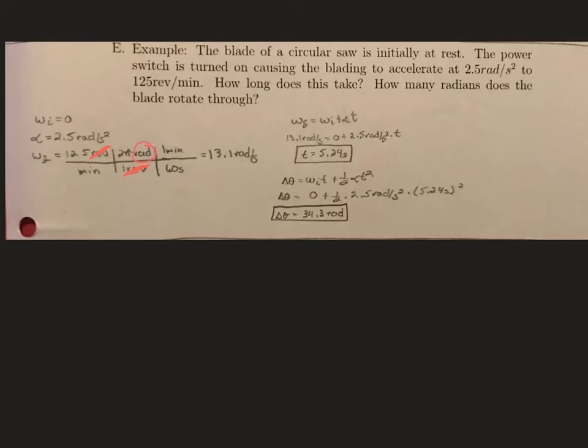And then I'm converting the time units because it needs to go from minutes to seconds. So notice I've written minutes up here, so I can cancel this minutes here, so I'm left with units of seconds. So my final angular velocity turns out to be 13.1 radians per second.